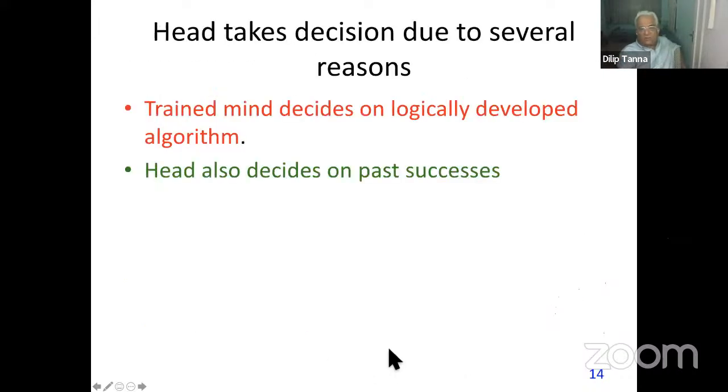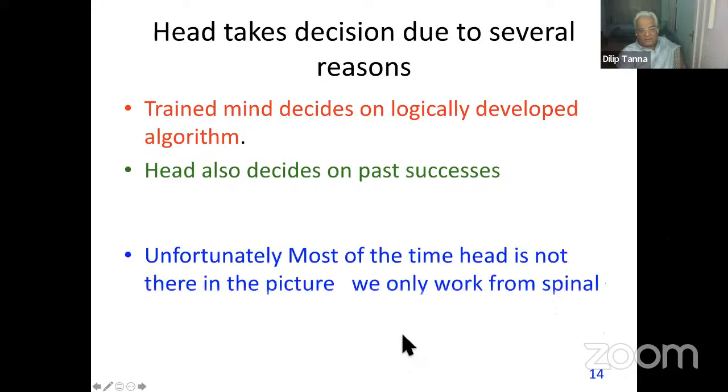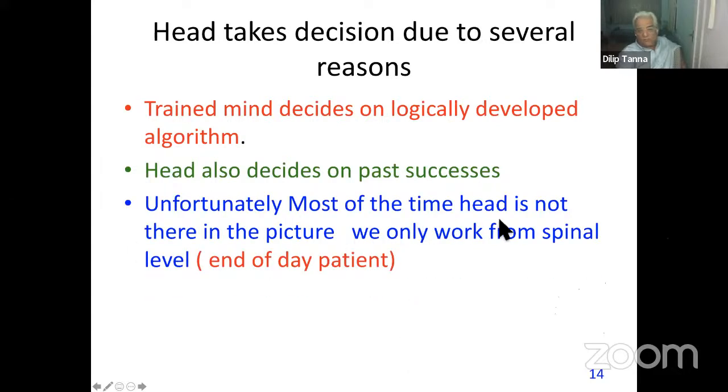Head takes decision due to several reasons. Trained mind decides on a logically developed algorithm. Head also decides on past successes. Unfortunately, most of the time, head is not there in the picture. We only work from the spinal level.